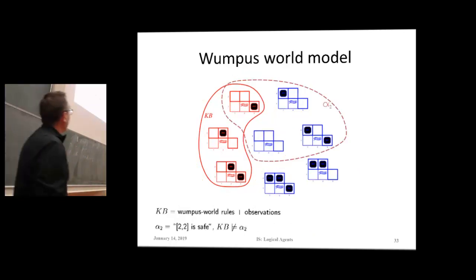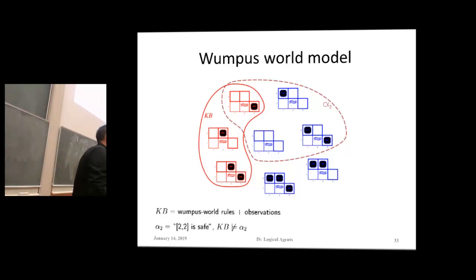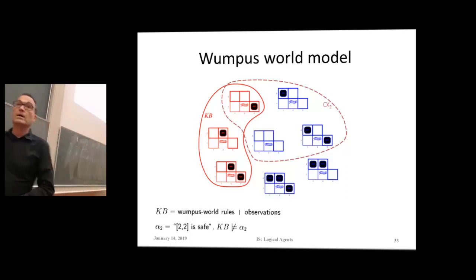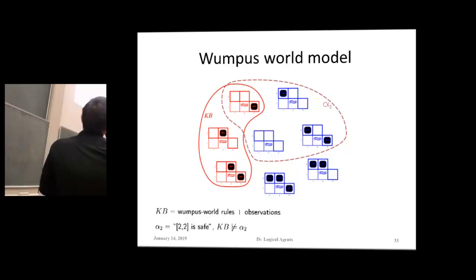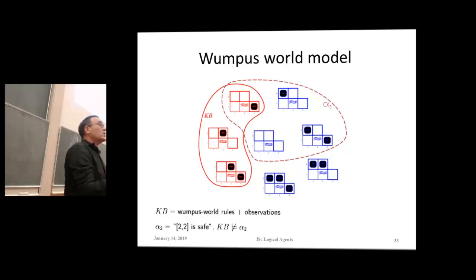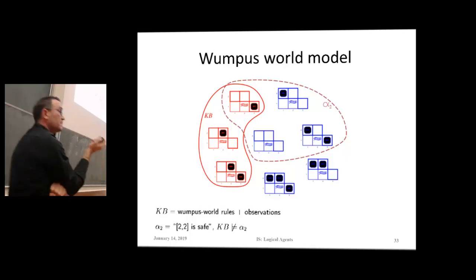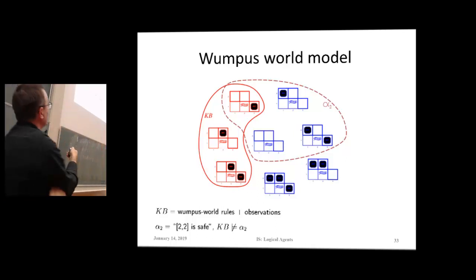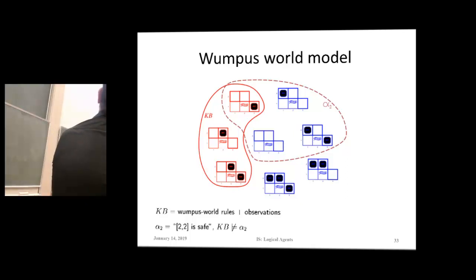Here is another question, and that is now, is 2,2 safe? And what you do is you look at all the models of your knowledge base, and you look at all the possible interpretations in which 2,2 is safe. And that would be this one, this one, this one, this one, this one, and this one. And basically you can see that this is not the case, because not in all the models is 2,2 safe.